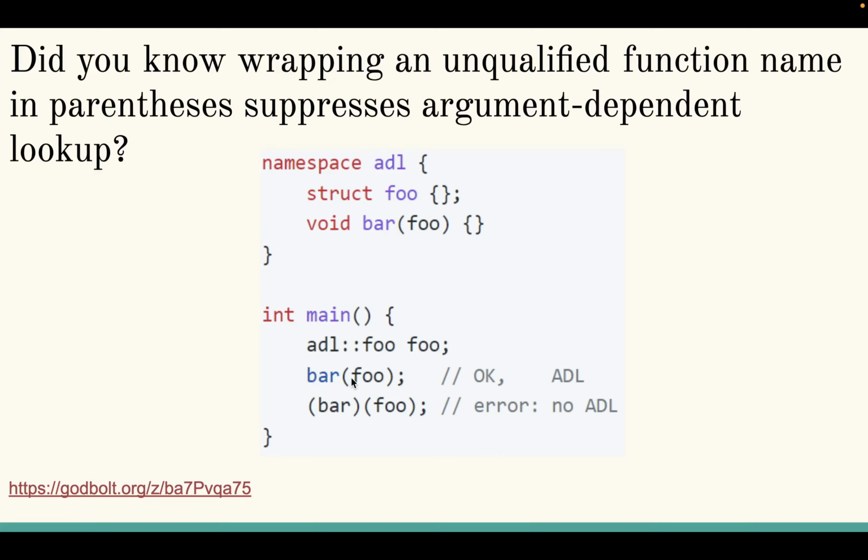the second line is a little bit weird, because you might ask why we haven't used the ADL namespace in front of the bar function and how it will compile. Yeah, it compiles because in C++ we have a feature called argument dependent lookup. Because the foo type is in the namespace ADL, the compiler tries to find the function bar in that namespace. If it finds it, it will be okay. It won't throw any compilation error. But if we want to suppress this feature, I mean argument dependent lookup, we just need to put the function name inside parentheses.